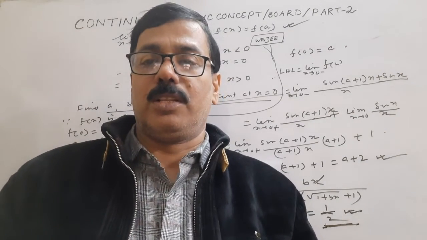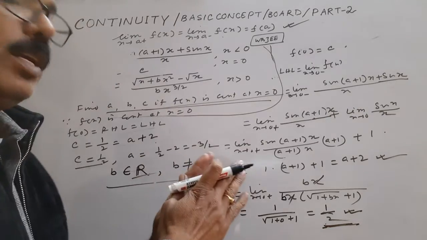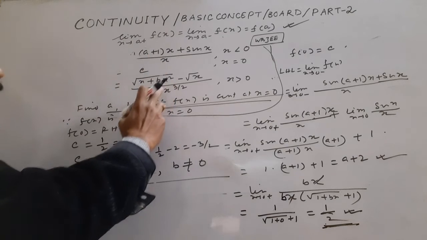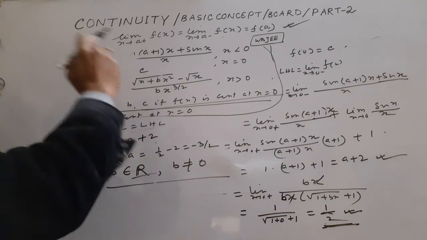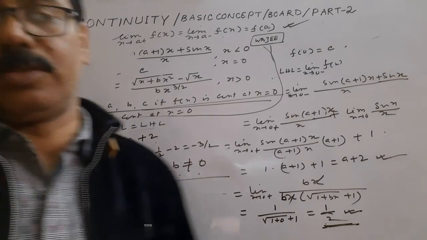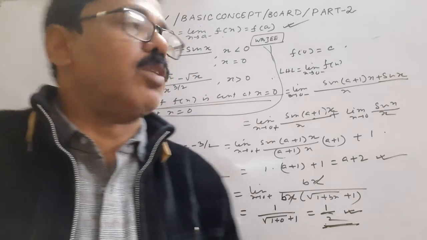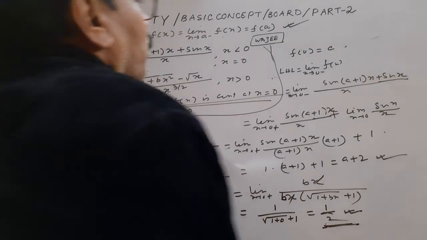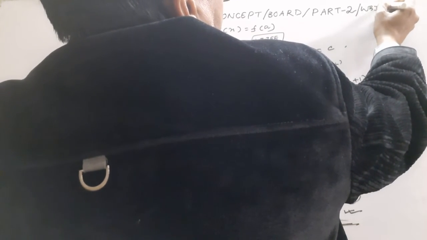Why are we concluding this? Because we are not getting any condition in terms of b. But b is at the denominator, so if b equals 0, this is undefined. That is why we are taking b not equals 0. So this is also a problem of board as well as competitive exams. So part 2, this is also for WBJEE and JEE Main.